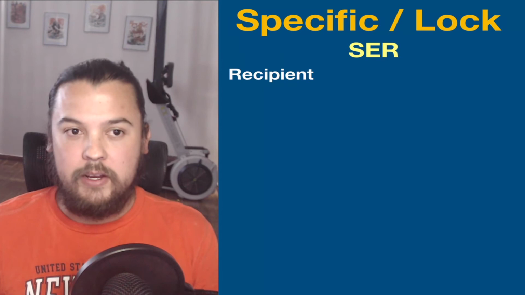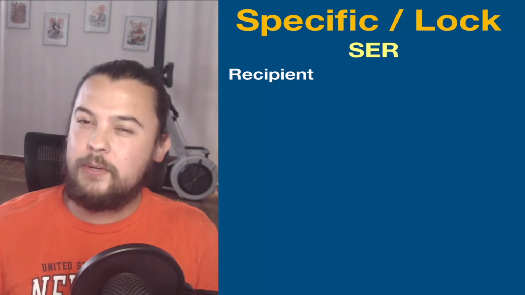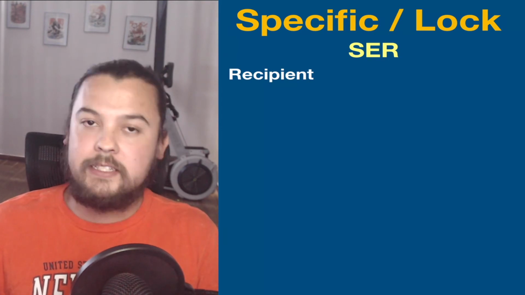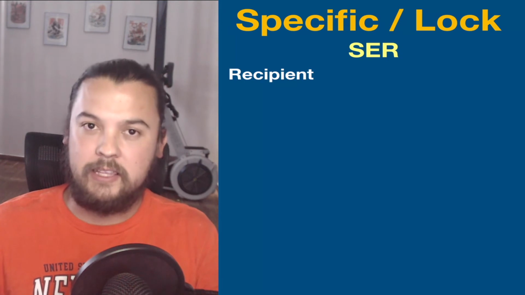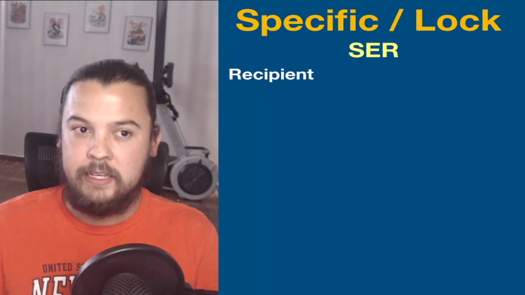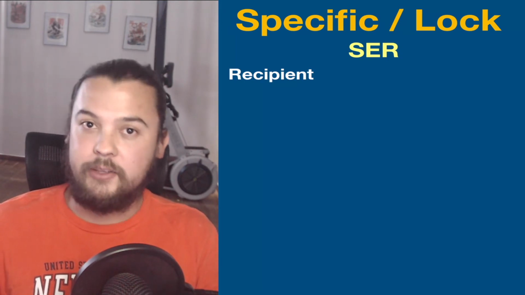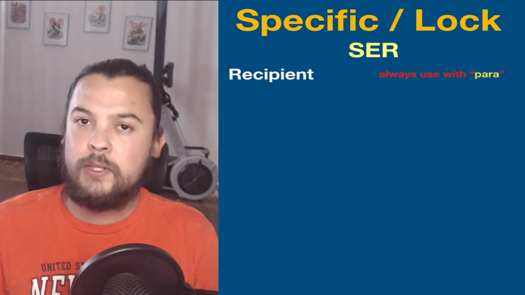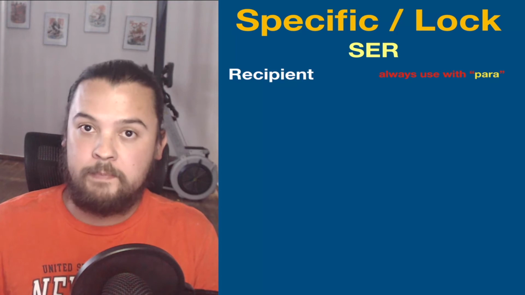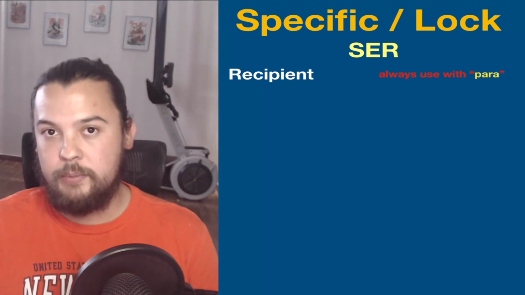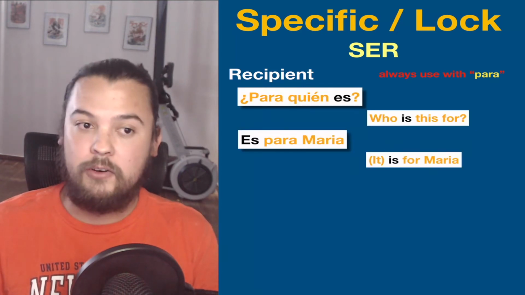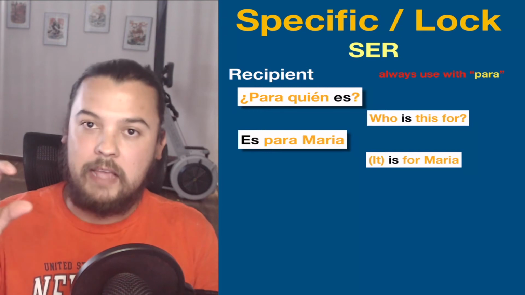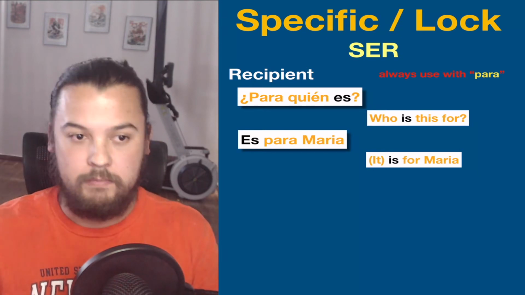The third one is going to be recipient. Recipient is a little bit specific. Let's think that you buy a gift and that gift is for someone else. That someone else is the recipient of an action. So you're always going to be using the word para to name the recipient. Imagine you have a tag on that gift and that tag says for María.